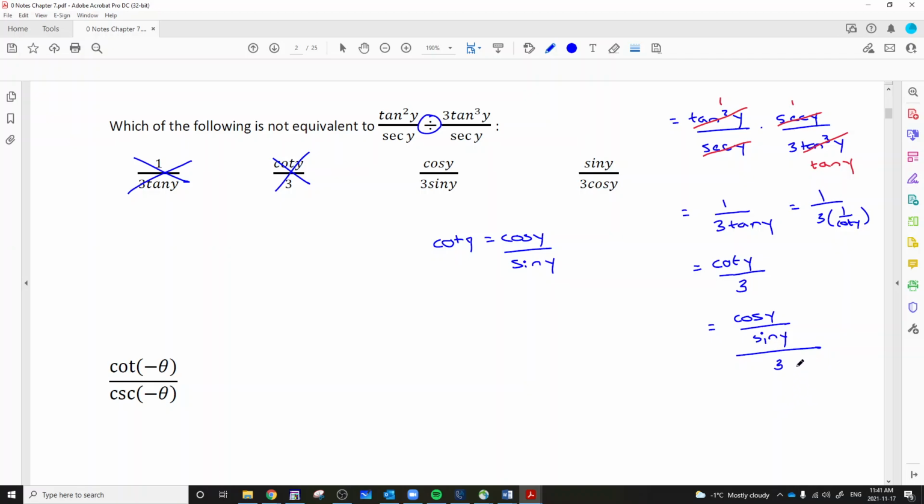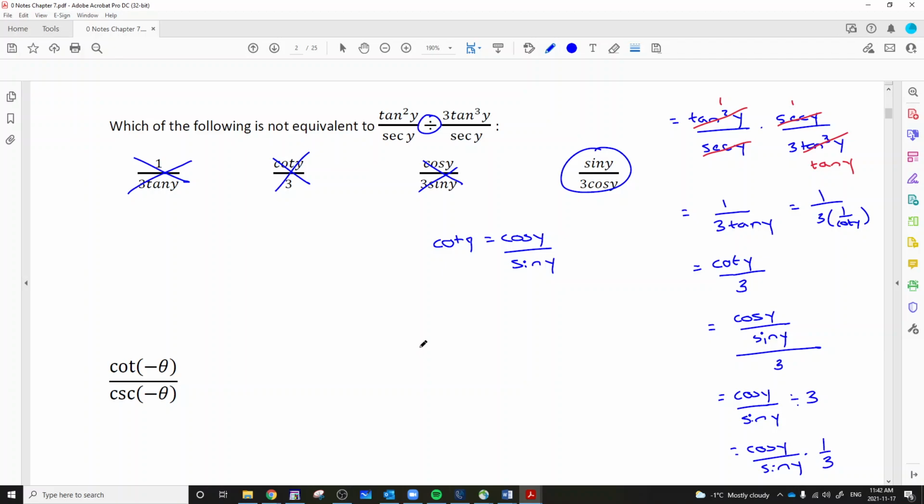Now, some of you might know that the sine y can just come to the bottom. If you don't, show the algebra. This is cos y over sine y divided by 3. Well, division is really just multiplication because we can write this as cos y over sine y times 1 over 3. And so I'd be left with cos y times 1 over 3 sine y. So I know that this one's a correct answer, which means that this one must not be.